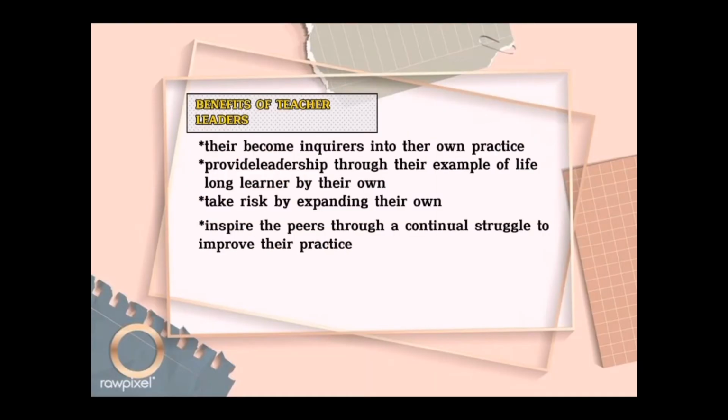Benefits of teacher leaders. They become inquirers into their own practice, provide leadership through their example as lifelong learners, and inspire their peers through a continual struggle to improve their practice.